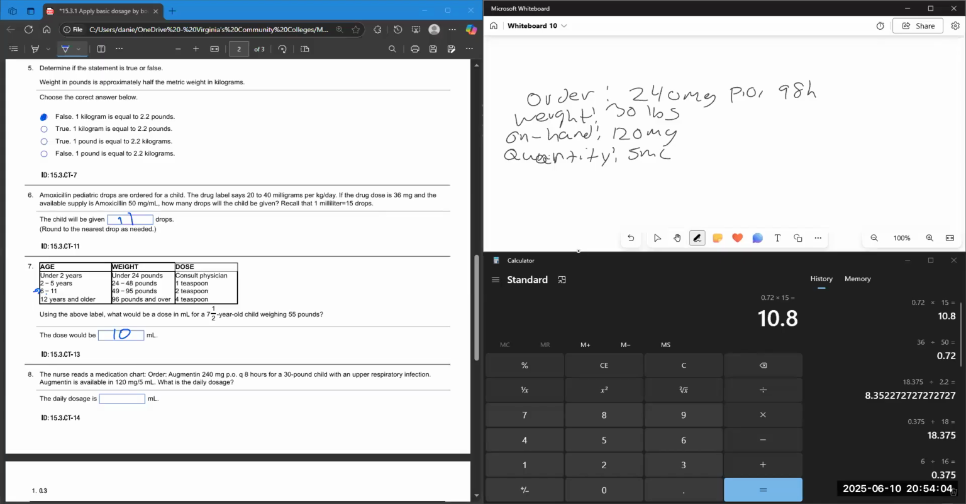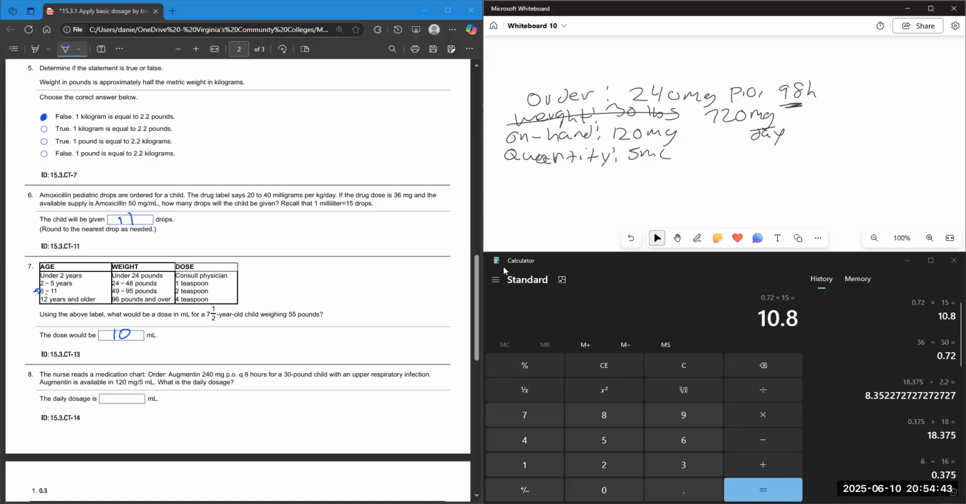So the weight here was irrelevant because nothing in the order said anything about per kilogram. We're not finding a safe dosage based off of kilograms. We're just figuring out how to dispense this 240 milligram dose, and we want the daily dosage. So we don't pay attention to the fact that this is every 8 hours. So this is going to be 720 milligrams per day.